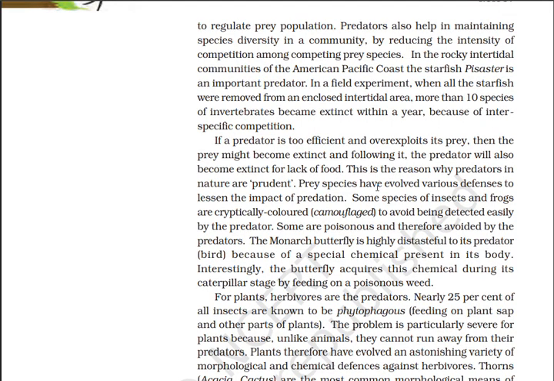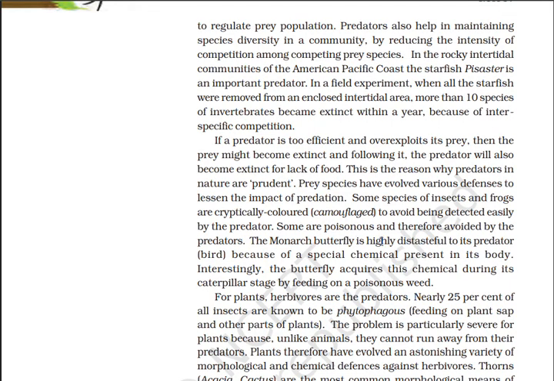This is the reason why predators in nature are prudent. Prey species have evolved various defenses to lessen the impact of predation. Some species of insects and frogs are cryptically colored, camouflaged to avoid being detected easily by the predator. Some are poisonous and therefore avoided by predators.